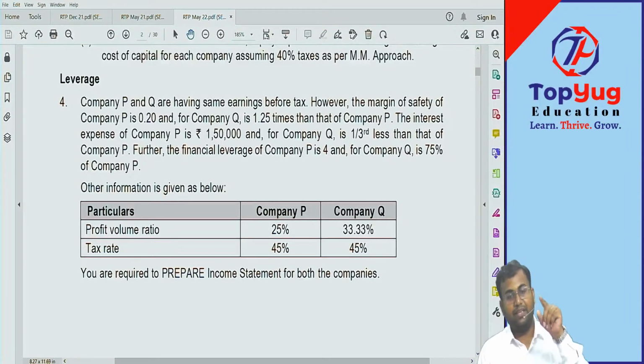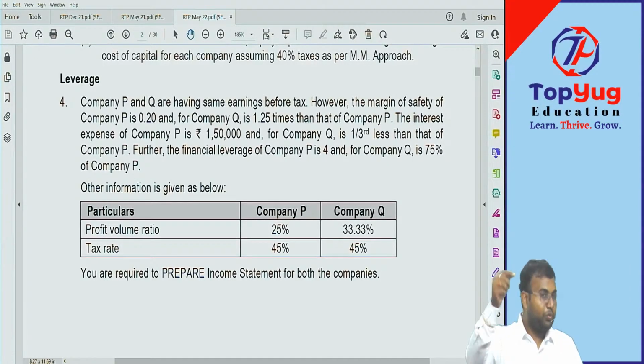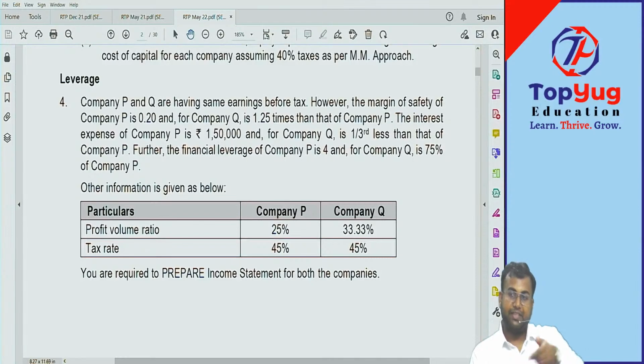Yes. So that means if suppose number of units which is sold today is 1 lakh. So BP is how much? So the margin of safety is how much? 1 lakh into 0.2. So that is 20,000. Then how much is BP? 80,000. Total minus margin of safety is equal to BP.